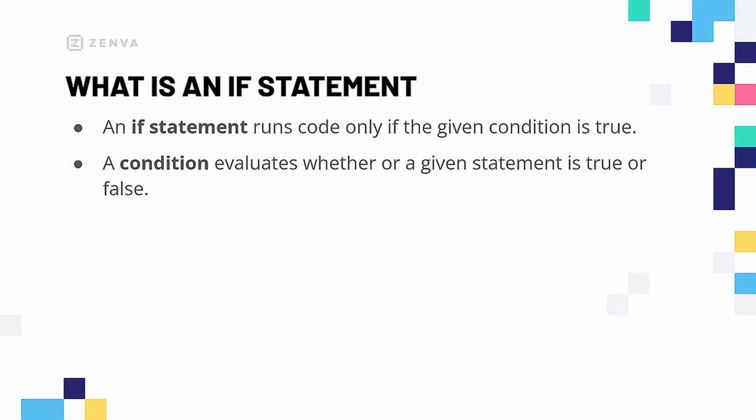Because right now, every bit of our code that we write inside of a function is being executed. But with if statements, this allows us to decide, okay, maybe this bit of code runs only if this certain condition is true. And a condition is there basically to evaluate whether a given statement is true or false. So is this number greater than this number? Is this variable equal to this specific number? Is game over true? Stuff like that.